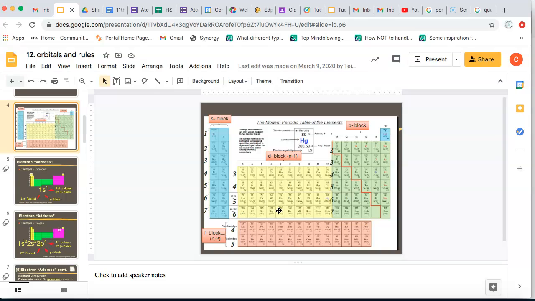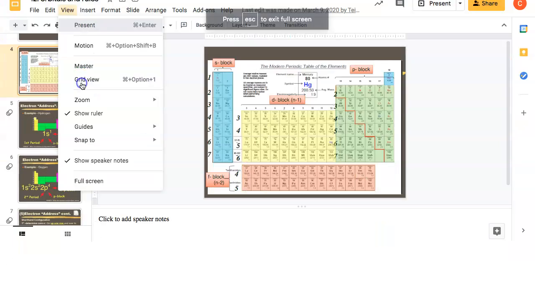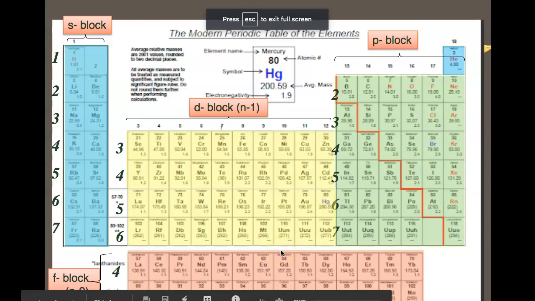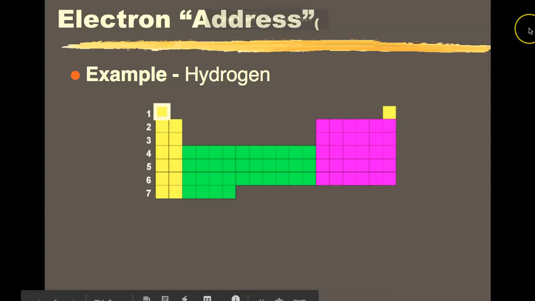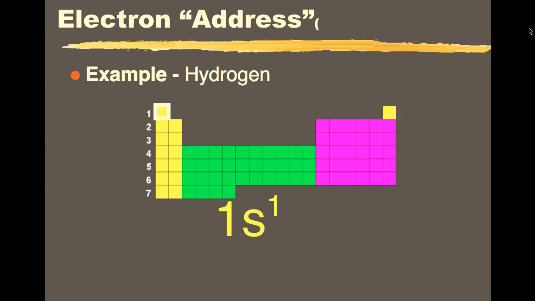Okay, so now that we've gotten into our history, now that we know where all of this comes from, let's take a little bit of time and understand how to actually use it. How can we figure out what the electrons look like for individual atoms? Okay. So our first example is with hydrogen. Hydrogen is a great example because it's the first element in our periodic table.